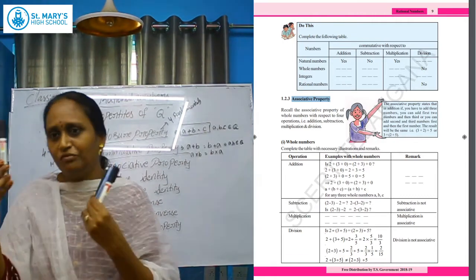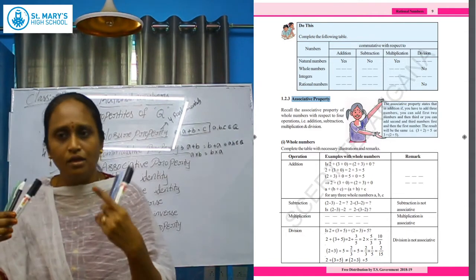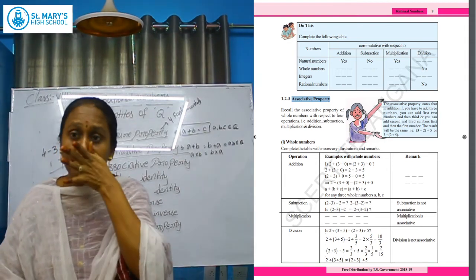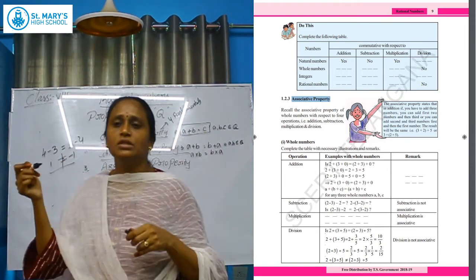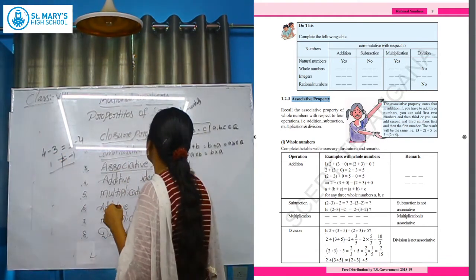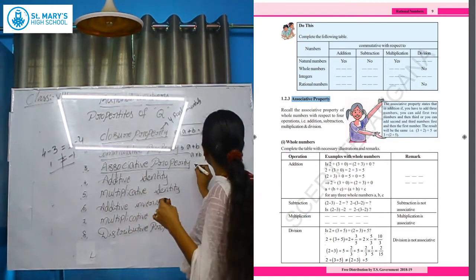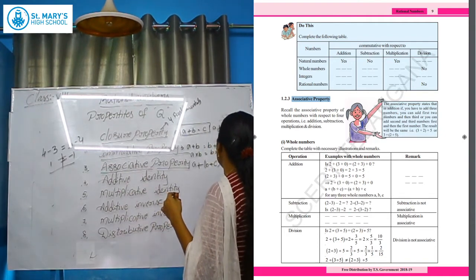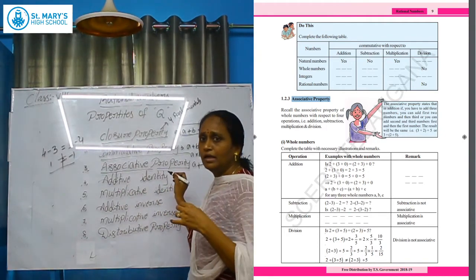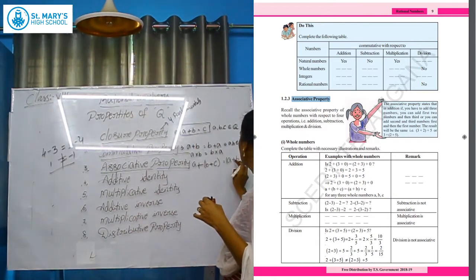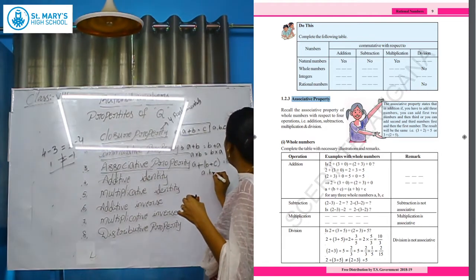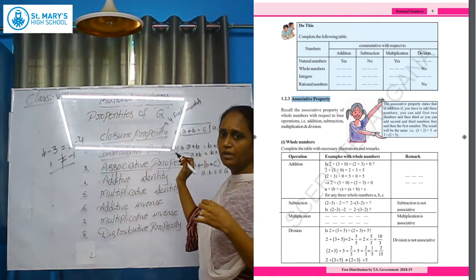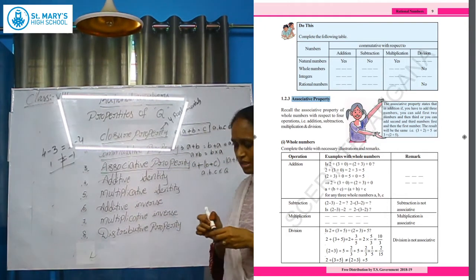But what is the difference? In the commutative property we take only two numbers, but in the associative property we take three numbers. The general form is (a + b) + c = a + (b + c), where a, b, c belong to the integers. For all a, b, c, we get the same sum.